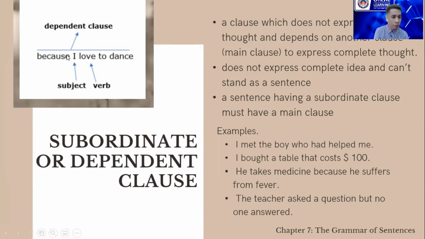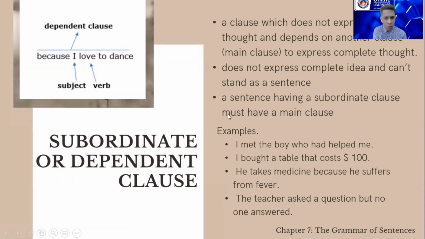For example, this one, subject and verb. Somehow the sentence here is distorted because we do not understand what's with the concept. Next one, in a subordinate or dependent clause, it does not express a complete thought and depends on another clause. Just like in this example: because I love to dance, who do you want to dance with? Or why do you love that dance? That is a dependent clause.